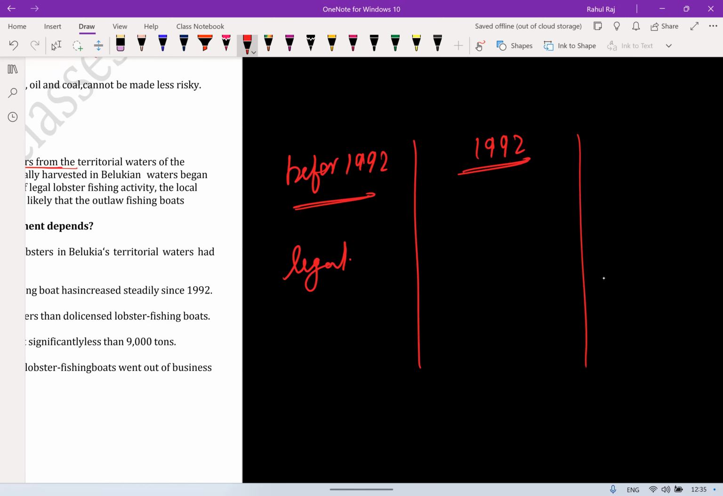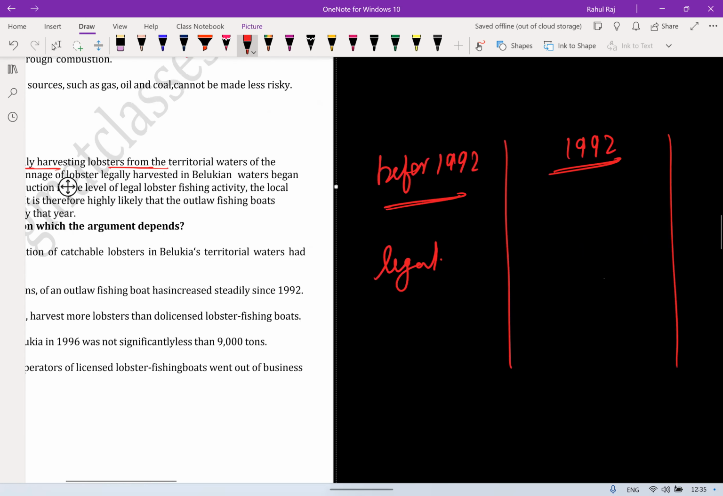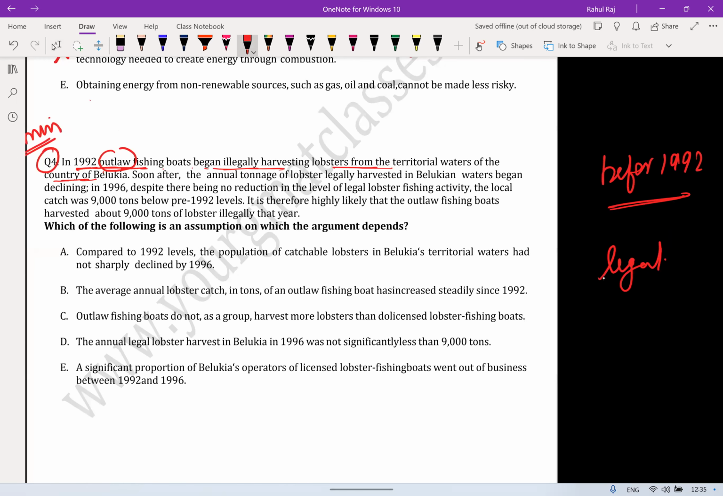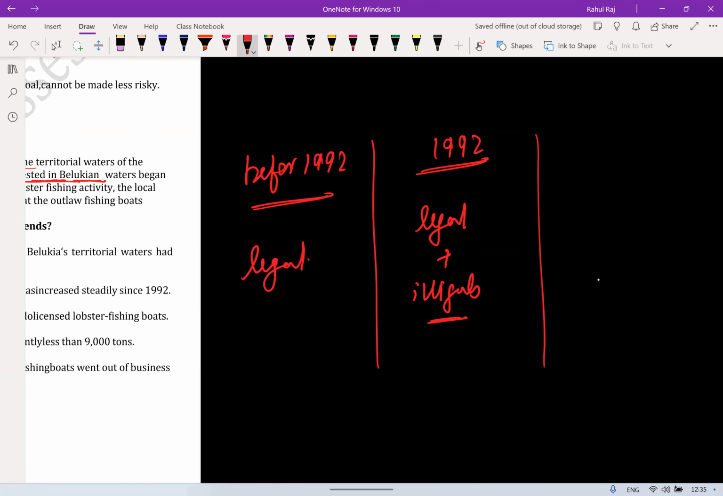This inference needs to happen if you want to do this question right. Am I 100% understood or not? The first line says: in 1992, outlaw fishing boats began illegally harvesting lobsters from the territorial water of country Belokia. It means before 1992, there were only legal boats. In 1992, legal was there, but illegal also came into the picture. Soon after, the annual tonnage of lobsters legally harvested in Belokian water began declining. So they are trying to say that when the illegal boats came into the picture, the legal harvest began declining.